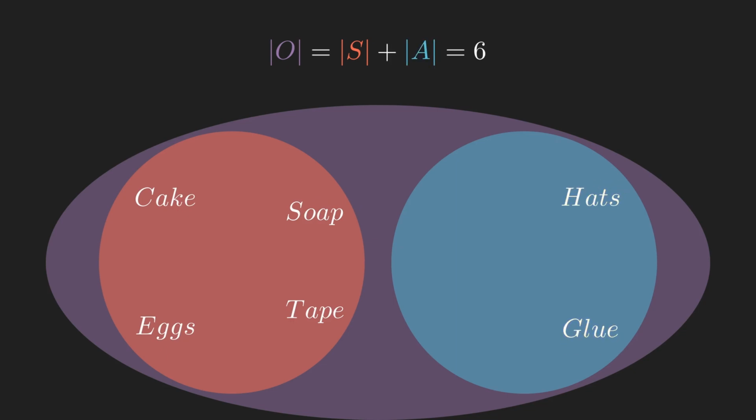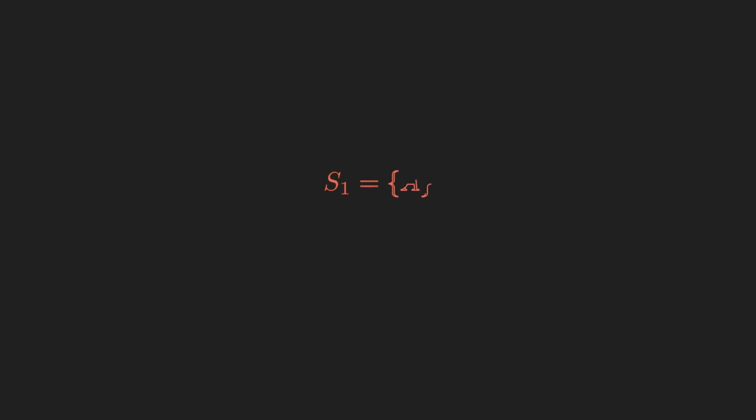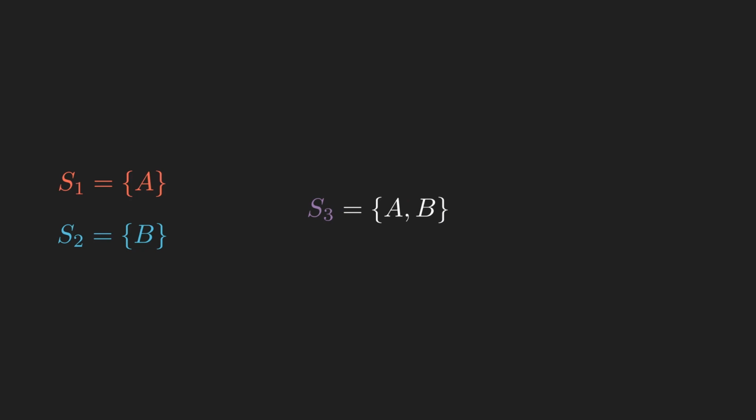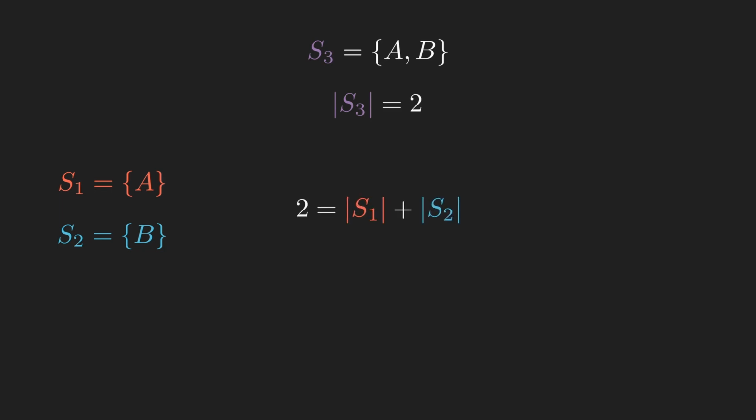Armed with our new fact, let's investigate two sets, one with one item, A, and the second with a different item, B. Since both these sets have one item, their size is 1. The union of these sets is a set with two elements, A and B. Since the size of this set is 2, and we know that the size of a union is equal to the sum of its parts, assuming they don't intersect, we can say that 2 is equal to the sum of the size of both our sets. This fact is more commonly written as 1 plus 1 equals 2.